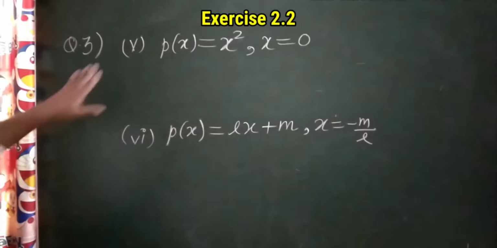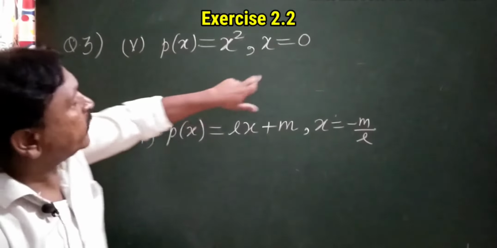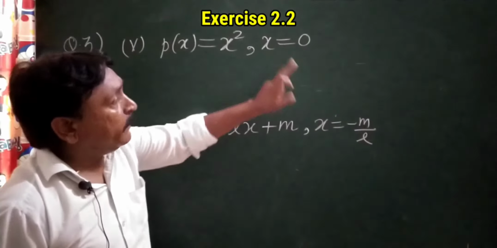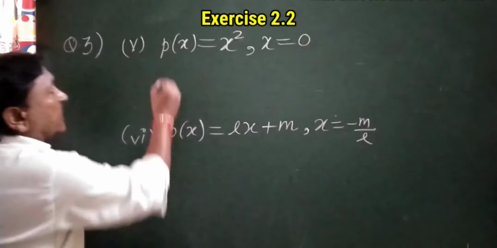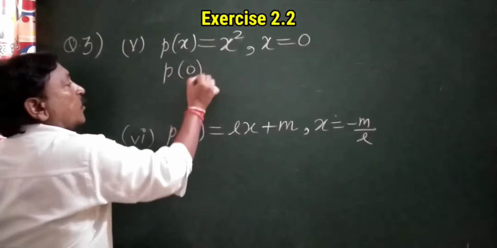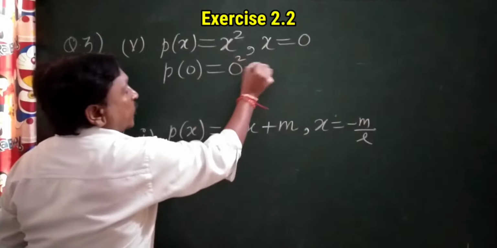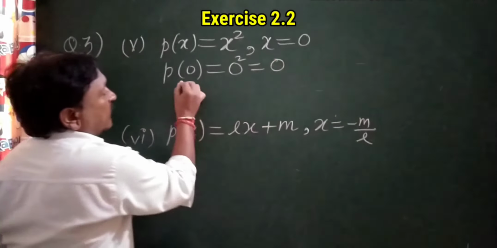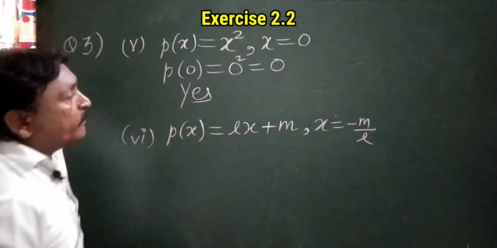Okay students, now see part 5. In part 5 we have to substitute 0. In place of x we will put 0 and check it. P0 is equal to 0 square, and we know the square of 0 is 0. So it is the 0 of this given polynomial.